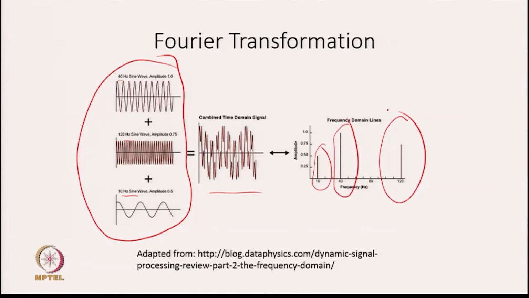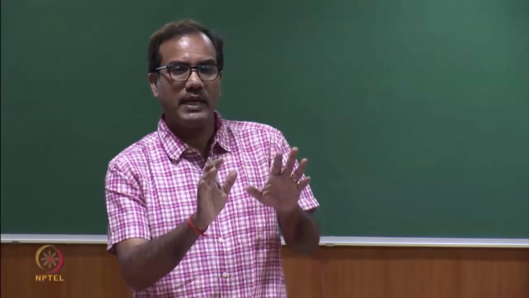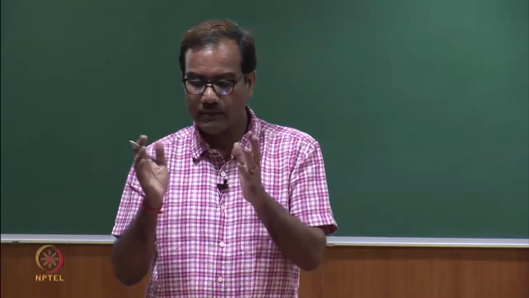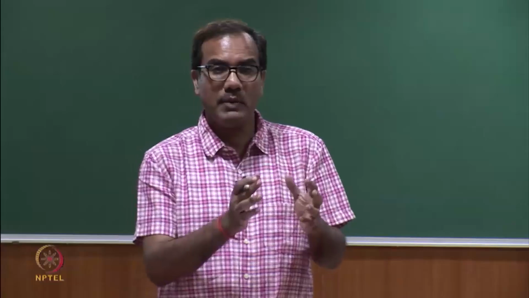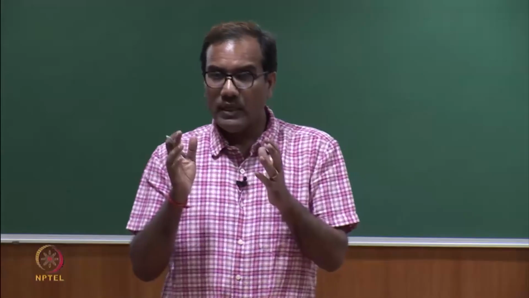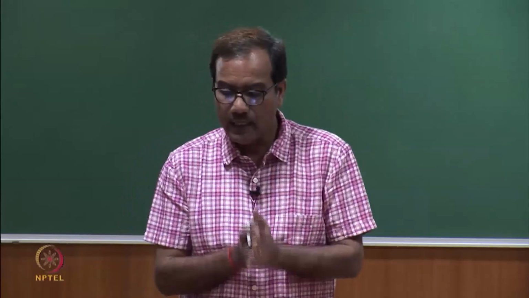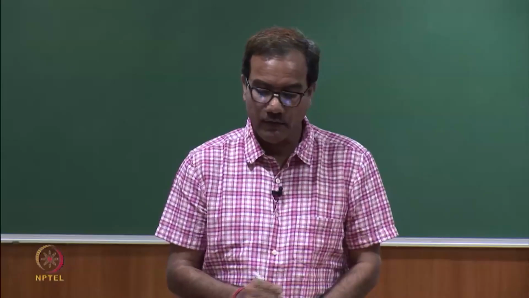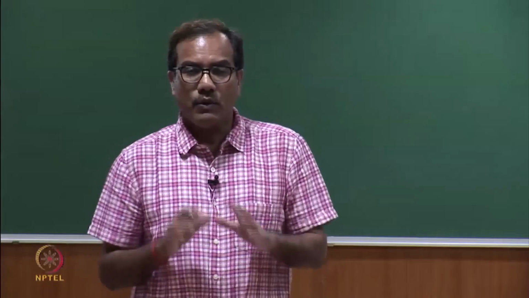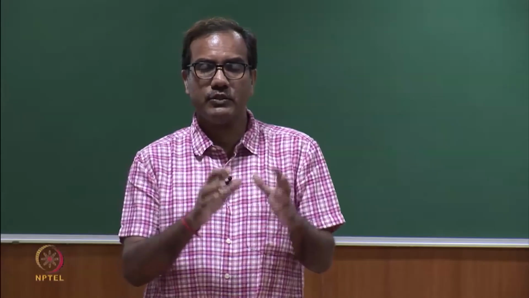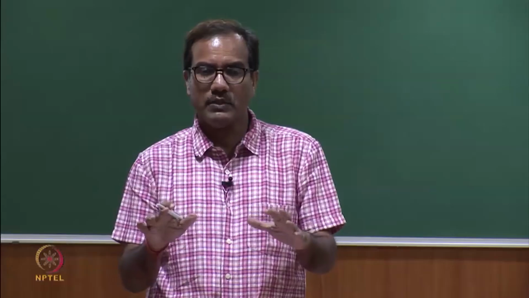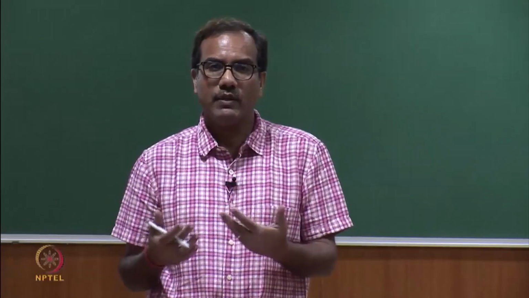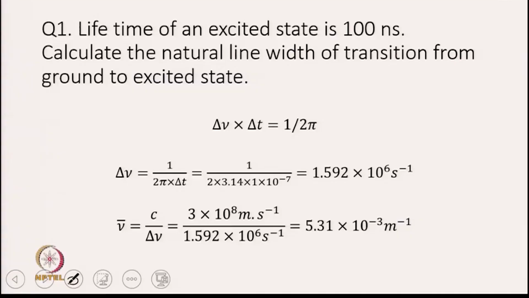So, if you do Fourier transformation of time domain data, you will get a signal only at 10 hertz, 40 hertz, 120 hertz if your time domain data is a mixture of three waves of frequency 10 hertz, 40 hertz and 120 hertz. So, this is the basis of your Fourier transformation. So, we have looked at some special features of spectroscopy which is quite common to different kinds of spectroscopy you will come across, and now we are going to look at some problems related to this.